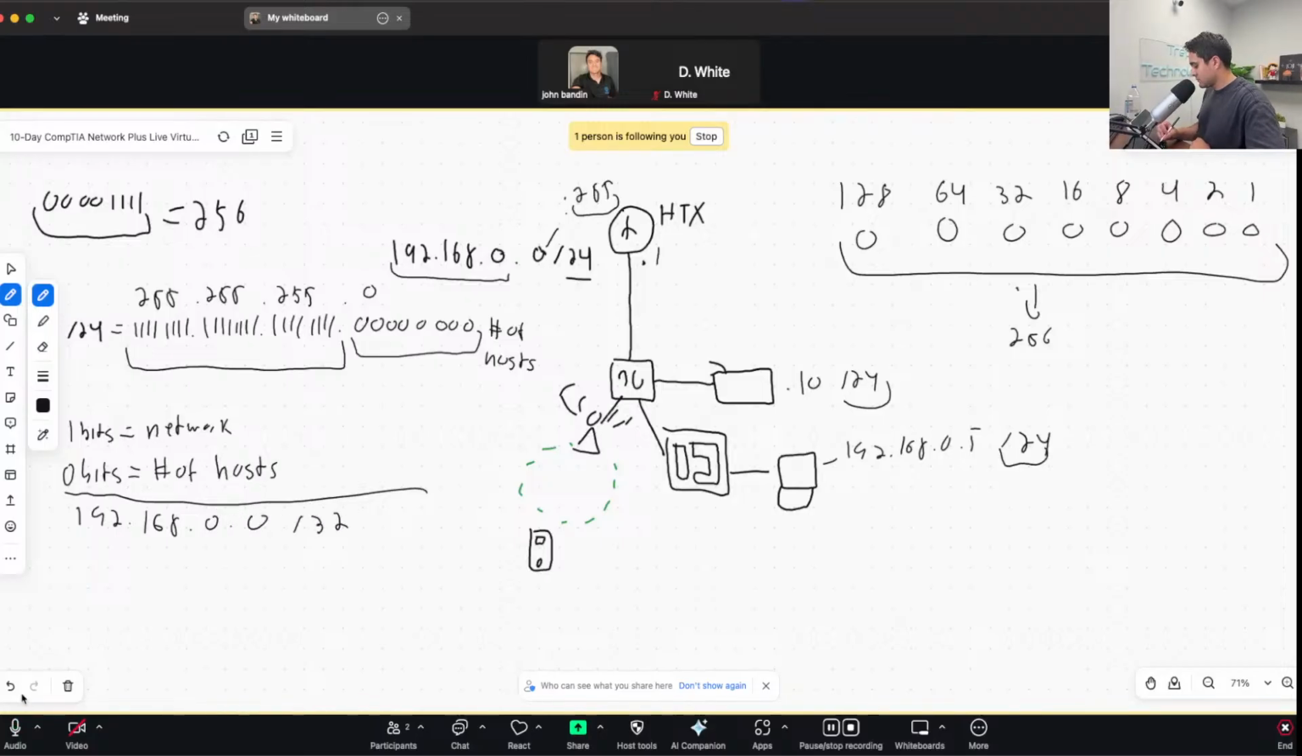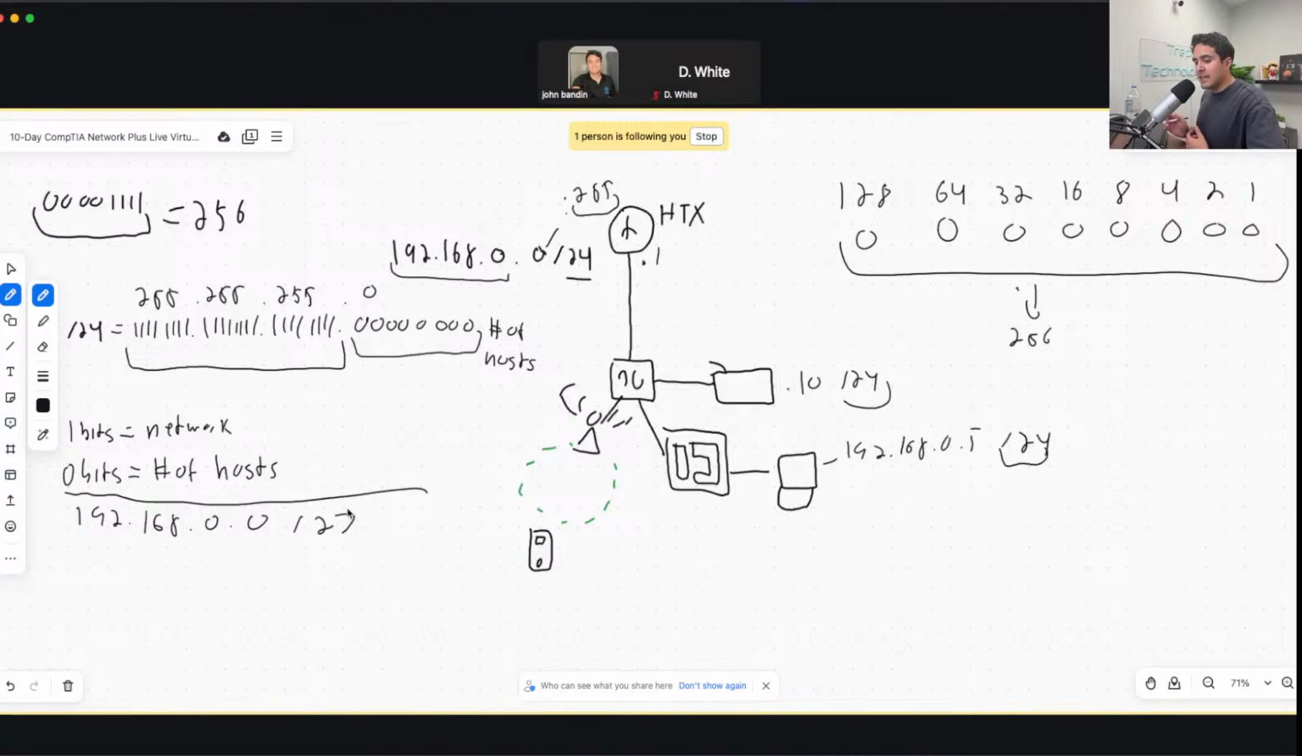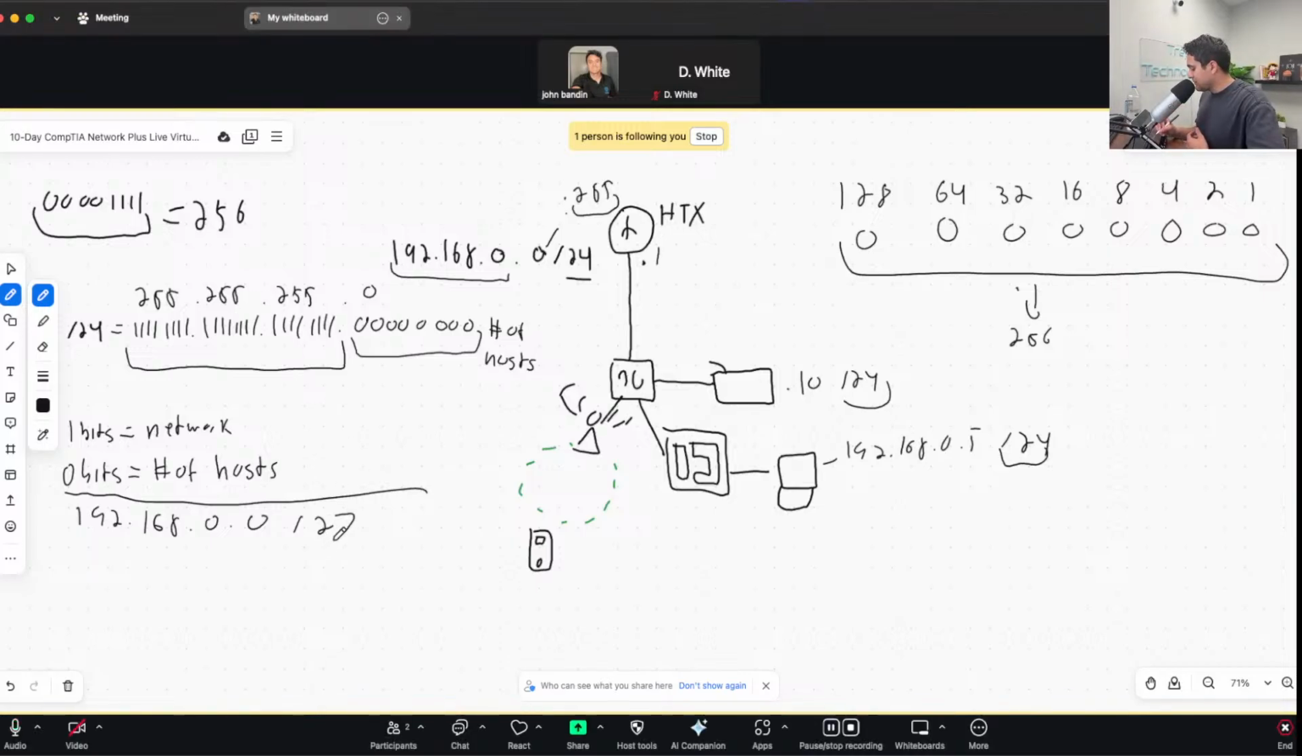192.168.0.0/32. Sorry, /27. So /27. If I convert that CIDR into binary, that's going to be 1111, 1111, 1111. That's 24 ones. Remember, this CIDR notation represents how many network bits you have. So this is 25, 26, 27. 27 network bits. And then this is in my subnet mask only. And then the rest are host bits.